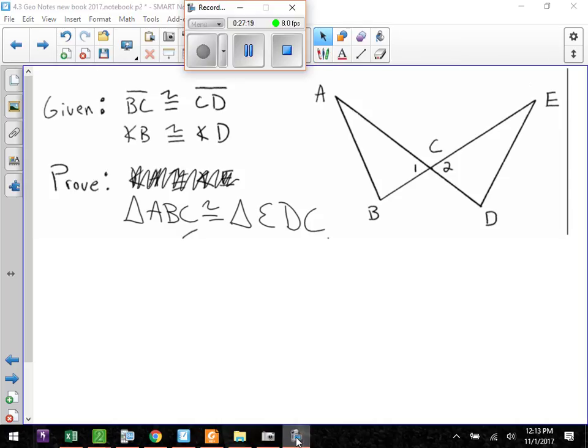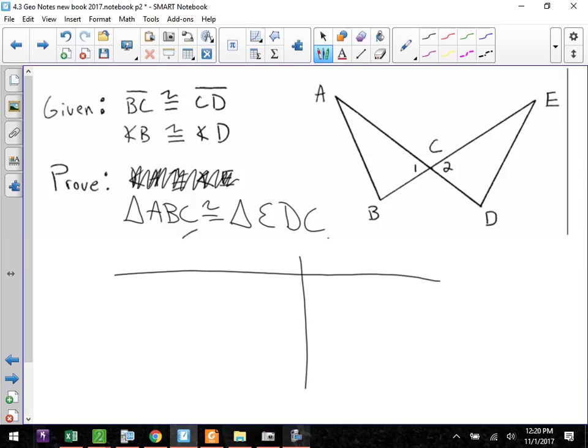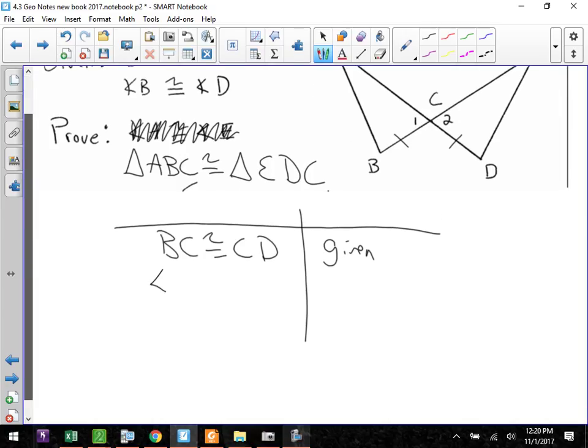Go for it. Don't have to worry about it. This example gives you everything except for one step. BC congruent to CD, get BC and CD marked. I go again: B and D are congruent. Marked.